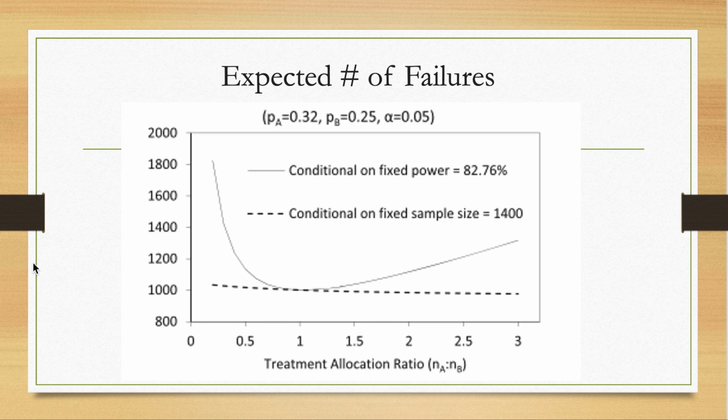So we can see here that this is conditional on the fixed sample size of 1400, and this line is conditional on a fixed power of 83%, and you can see that it meets up here. So the treatment allocation ratio is approximately here to here, shared between both groups. Okay, so that's 0.32 and 0.25. Great question.